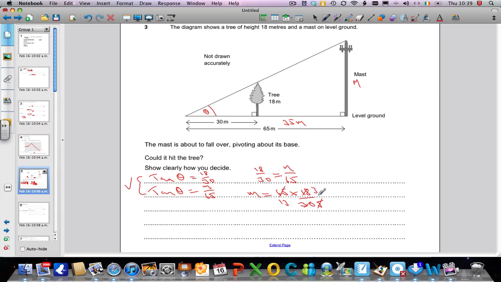So we get 13 times 3, which is, beg your pardon, 39. So the mast is 39 meters high. That means, yes, it could hit the tree. Job done. On we go.